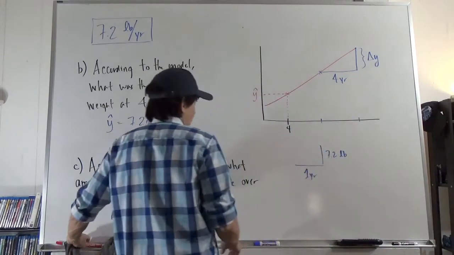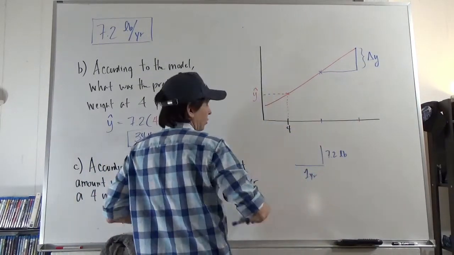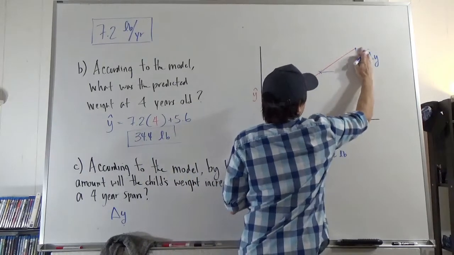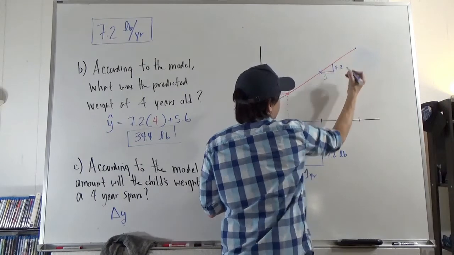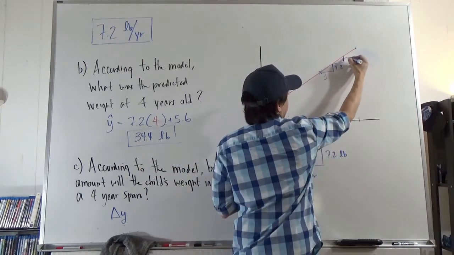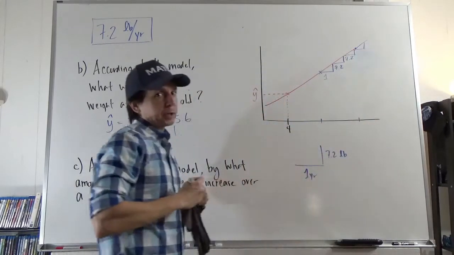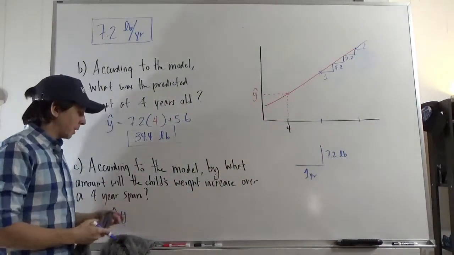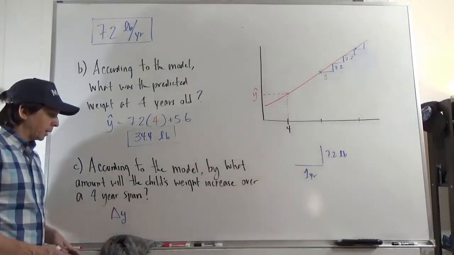Essentially, graphically, I want to do those steps. 1 year, it went up 7.2 pounds. Another year, 7.2 pounds. Another year, and another year. So I'm just doing 4 of those steps that I had earlier. So I'm just going to multiply by 4. 7.2 pounds per year times a 4-year span.